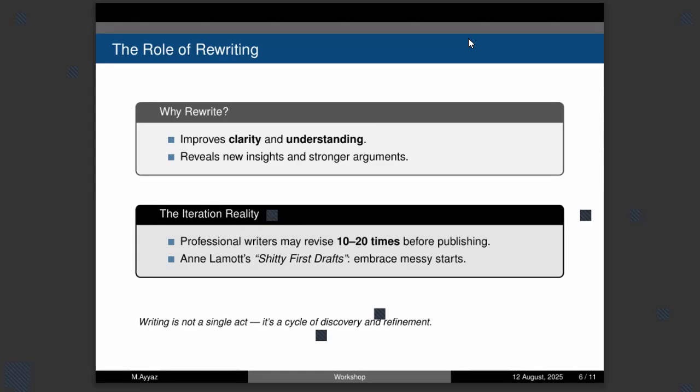So there is a very crucial role of rewriting in helping us to produce very impactful work. So what does rewriting do, or what is the impact of rewriting on our written work? It improves clarity and understanding.